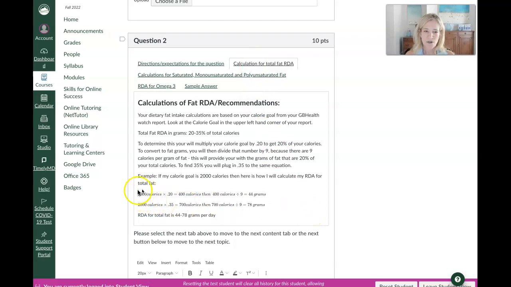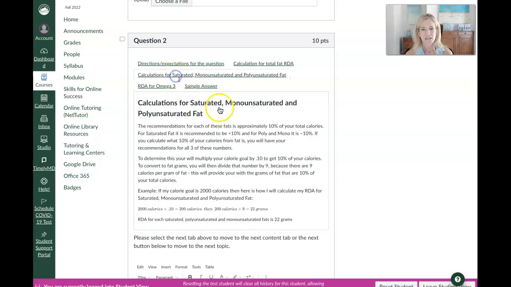You're going to put your calorie goal from your GB Health Watch, multiply it across, and divide by 9, because there's 9 calories per gram, and it's going to give you grams. So this is showing you, so again, your calorie goal times 0.35, right? So 20 to 35% of your calories should come from fat. And so here's my goal for this.